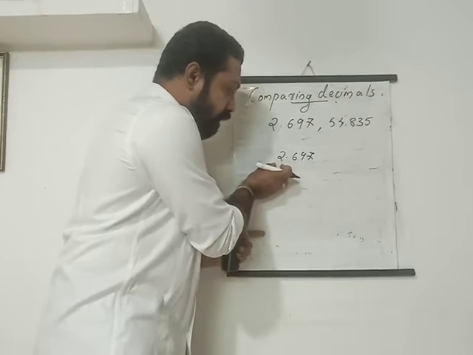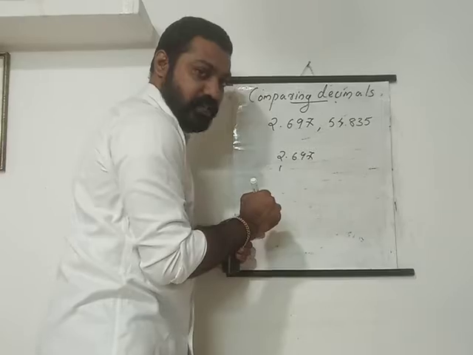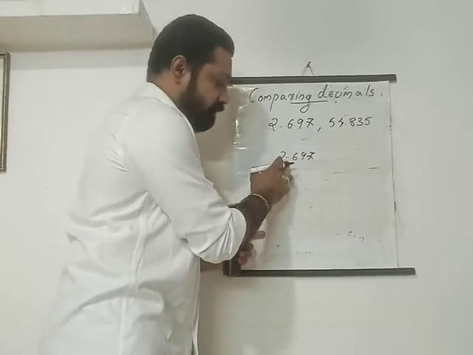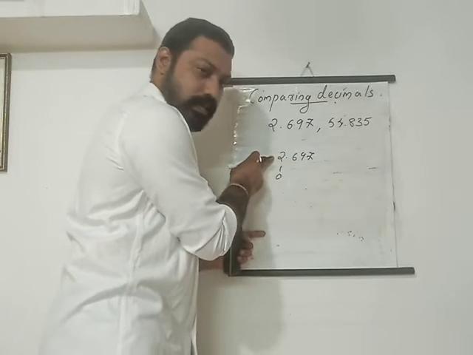You can see the whole number part, that means before the point. This 2 is on which place? It is on the ones place, isn't it? Only one digit is there before the point, so it is on the ones place.